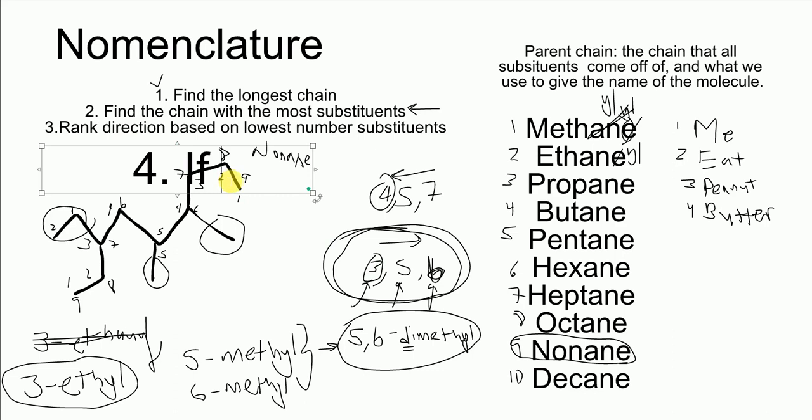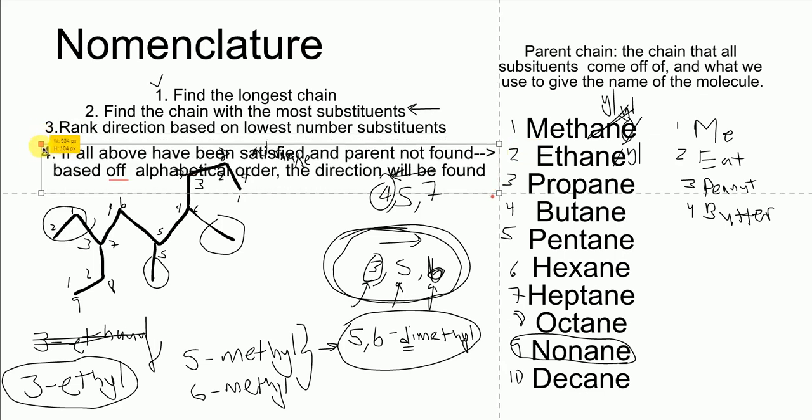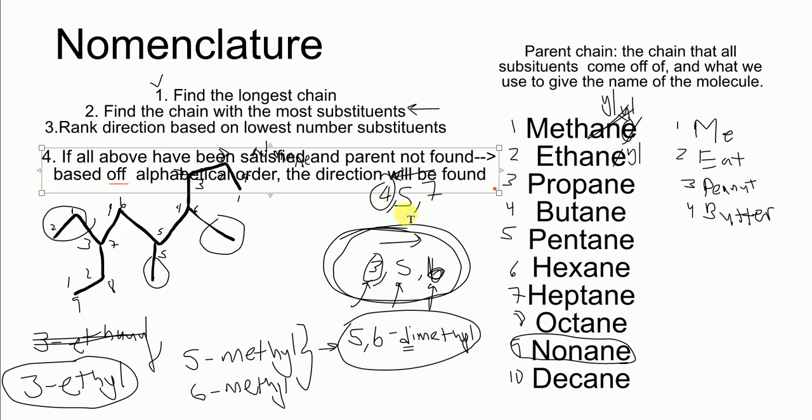Okay, so if you still haven't found the direction of the molecule, or the parent chain, if all above have been satisfied and parent not found, what you're going to do is based off of alphabetical order, the direction will be found. Okay, so you found your longest chain, and you found the one with the most substituents, let's say, but the numbering from left to right is the same. So what we're going to do, if I can move this somewhere where it's visible.